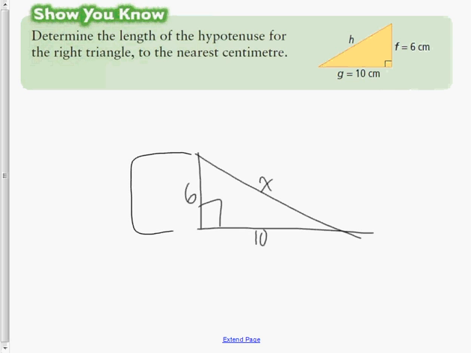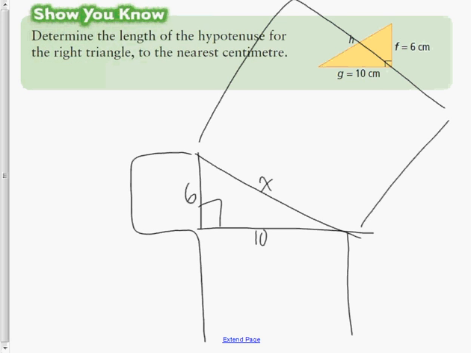So I'm going to attach squares to all of the sides of this right triangle. I'm going to put inside each the areas. This is 36 area. This is 100 area. And since it is a right triangle, the area of this would be 136. So we have a square whose area is not a perfect square.